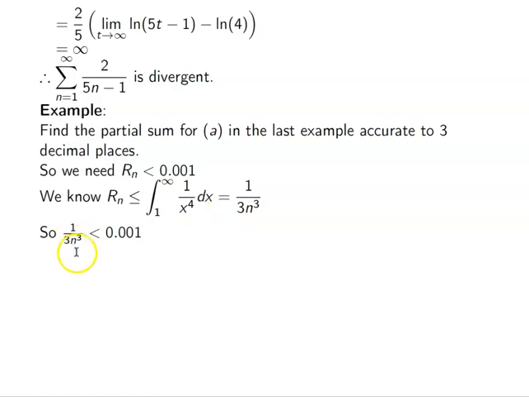So what I need to do now is go ahead and solve for n. So I can multiply both sides by 3n cubed. So I have 1 is less than 0.003 n cubed. Then I can divide by that, 0.003, and then take the cubed root, and it looks like this, right?